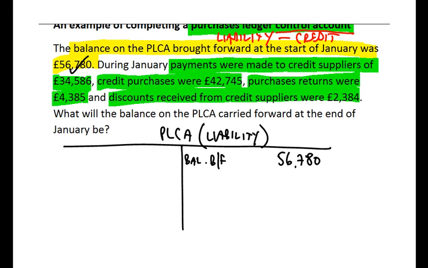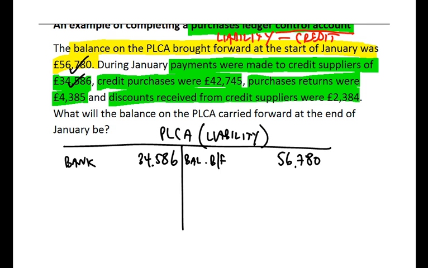We've then made some payments to credit suppliers. Well, payments to credit suppliers will reduce the amount we owe them. So I'll show it on the debit side. Now the other side of the double entry for this is probably going to go to the bank ledger account. So if I show a debit on the purchase ledger control account for the 34,586, the credit side of that will go in the bank ledger account, because the credit side will be reducing the amount we've got in the bank account. So we've dealt with that figure.